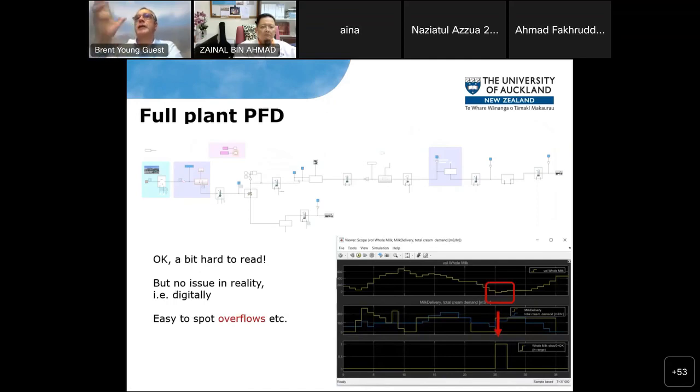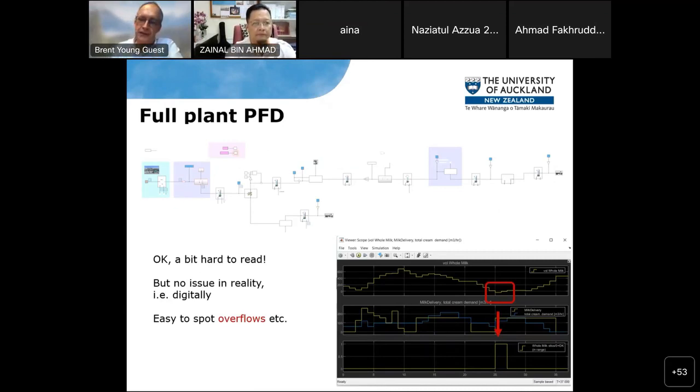Here's the full plant P&ID and Simulink. It's quite zoomed out and a bit hard to read, but digitally, no problem. You can zoom in and have a look at what's happening. You can look at what is happening in real time. You can see where there's overflows or exceptions and so on. So very easy to do.